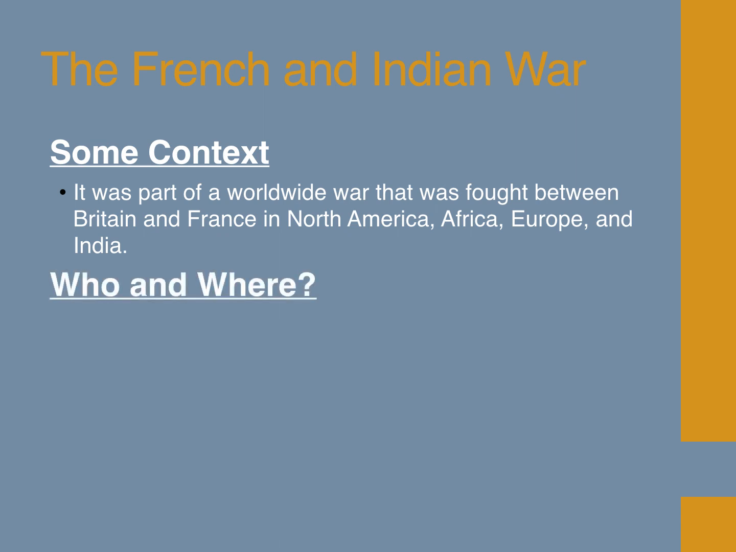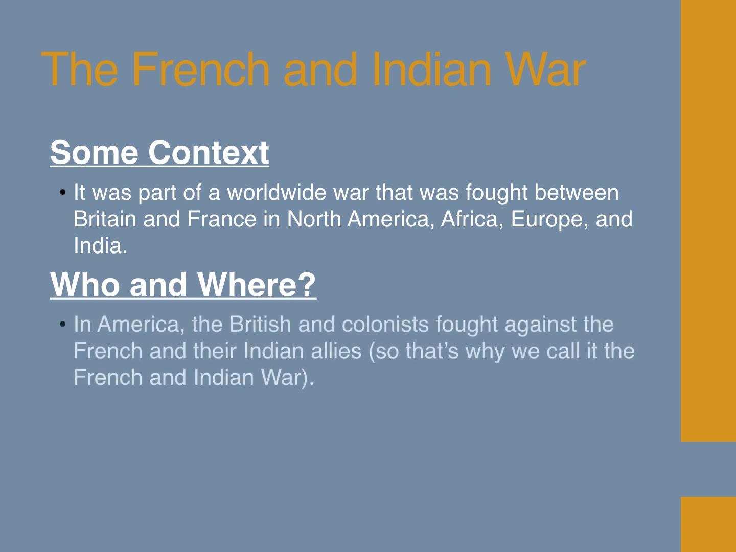So who fought in the French and Indian War and where? Well, it was fought in America, and we have two sides. On one side, we have the British and the British colonists fighting against the French and their Indian allies. So that's why we call it the French and Indian War. From the colonist perspective, they're among the British, so they're fighting against the French and their Indian allies. Remember, the French had a much better relationship in general with the Indians than the British did. There were some Indians who fought on the side of the British and the colonists, but for the most part, just to keep it simple, it's the British and their colonists versus the French and their Indian allies.